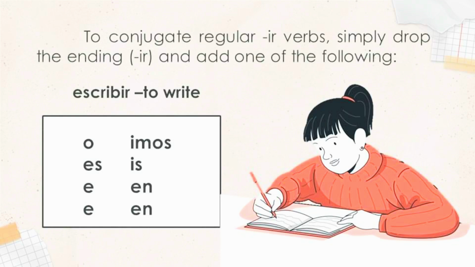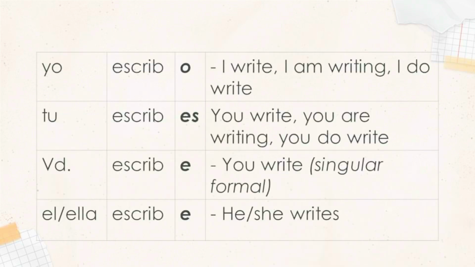In this lesson, you will learn to conjugate regular ir verbs in the present tense. To conjugate regular verbs, simply drop the ending and add one of the following. Ejemplo, escribir, which means to write. O, es, e, imos, ís, en.